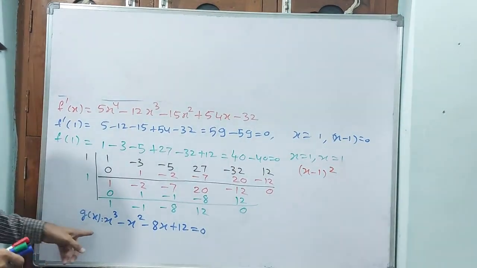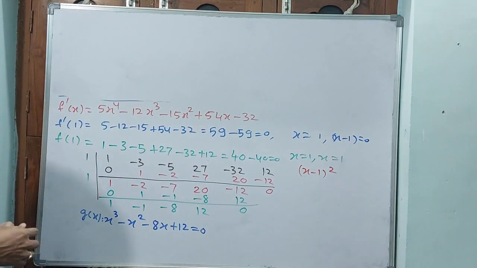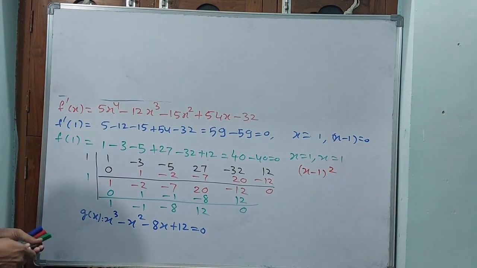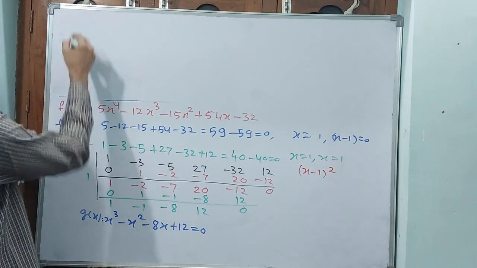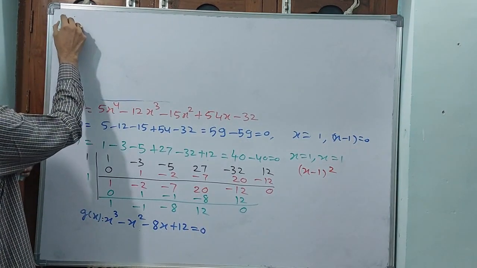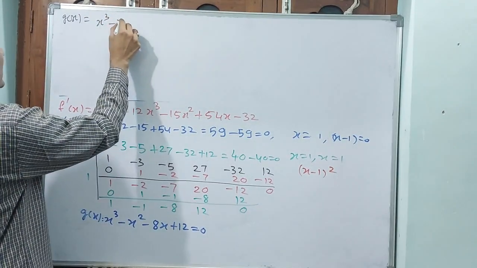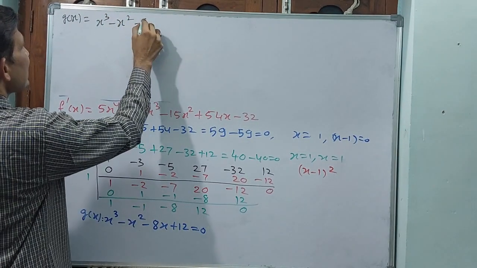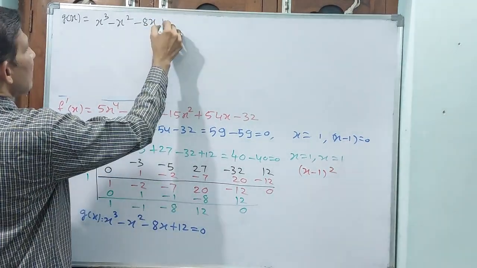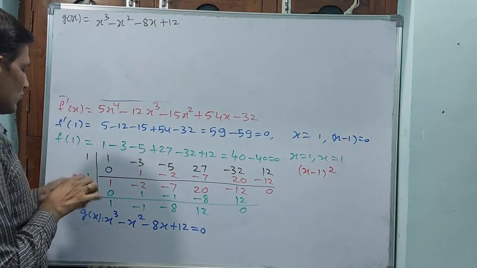Okay, we have taken this as g of x. Then we will do the trial and error method for this also. Okay, let us do it. g of x equals x cube minus x square minus 8x plus 12. This should become equal to 0.